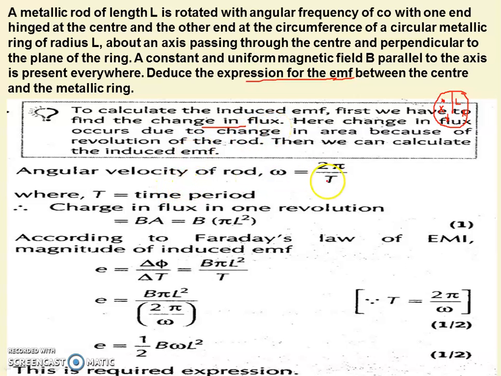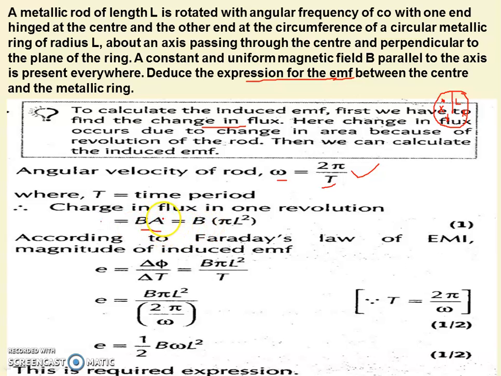Now see, the angular velocity of the rod will be 2 pi by capital T, right? So this is the omega. Its time period will be capital T, right? Now if the rod completes one revolution, what will be the change in flux? Magnetic field into area covered, so this is phi.